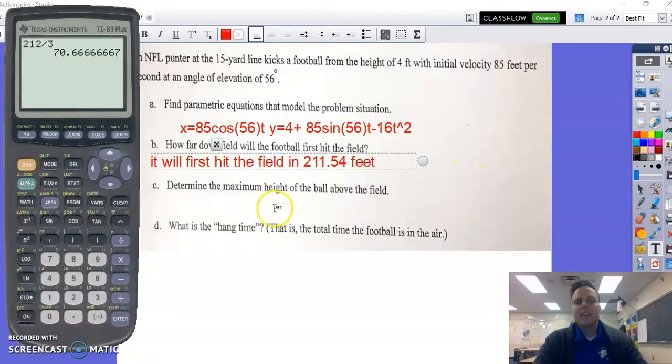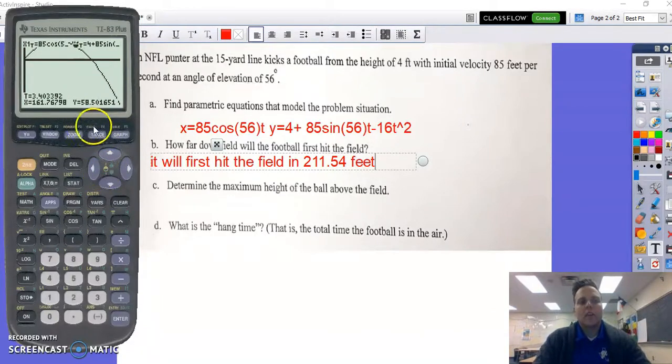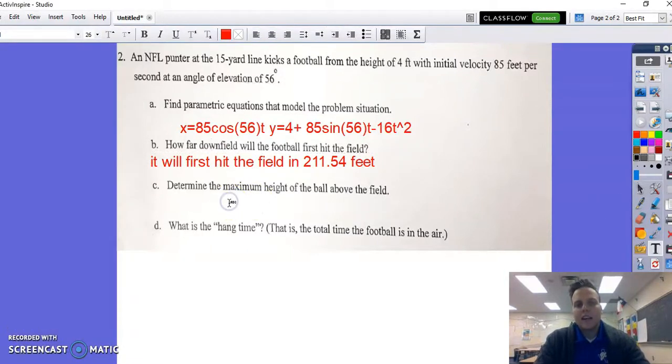All right, next thing is determine the maximum height of the ball above the field. We can go back to our graph to do that, and we see that the maximum height is going to be right there. So I hit trace and find where my y value gets the maximum it possibly can. I'm still going up, my y value is still increasing: 80, 81, 81.58, 81.4. Oh, I went down. 81.58, 81.21, so I went down. So it seems that the highest the football is ever up is 81.58 feet. So we're going to say the max height is 81.58 feet.